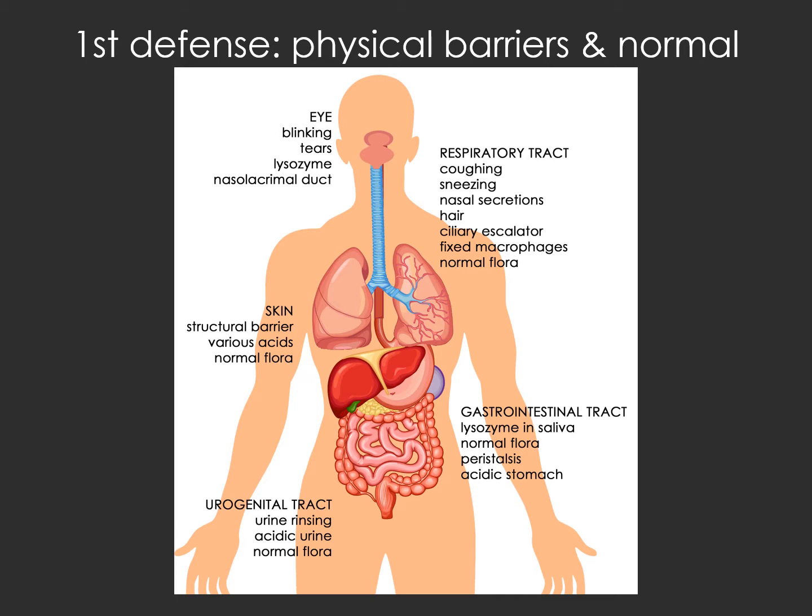So as things are trapped in the mucus of the respiratory tract, rather than being able to slide down into the lungs and establish a lower respiratory tract infection, the ciliary escalator will move those things up into the upper respiratory tract, where a person might clear their throat and move that mucus with trapped microorganisms out of the respiratory tract.